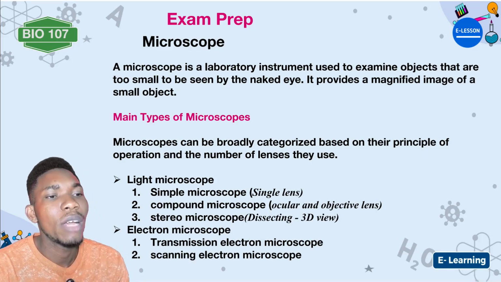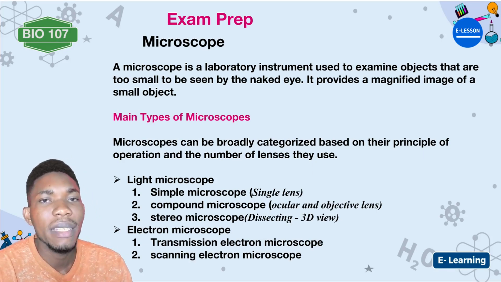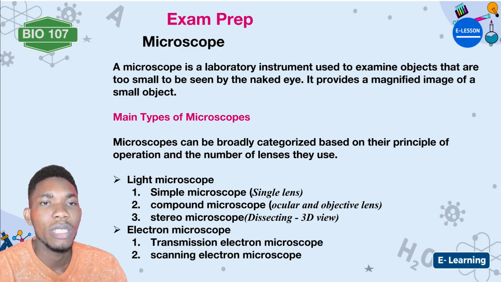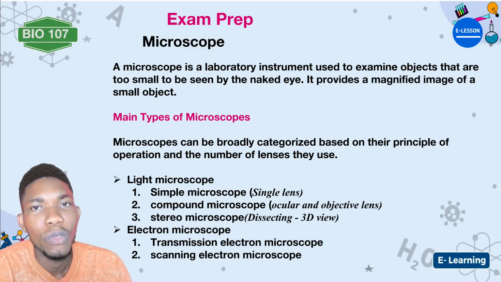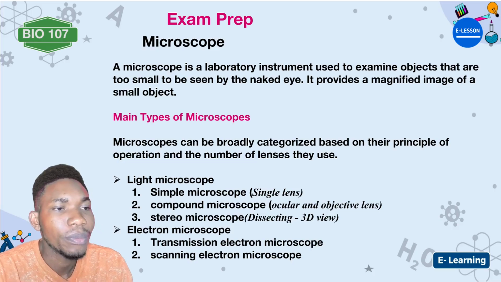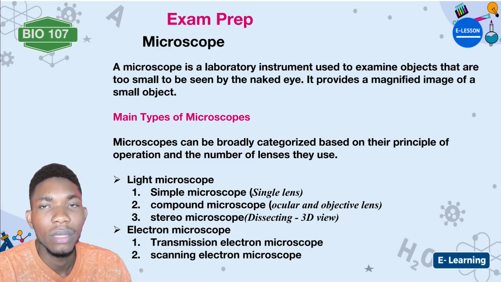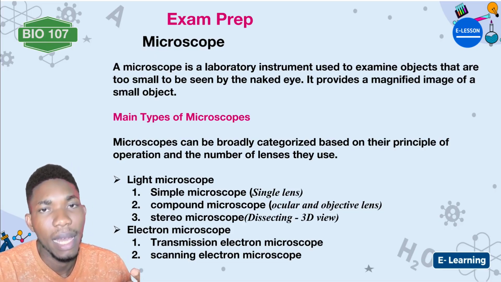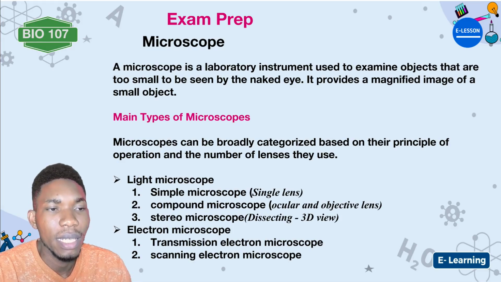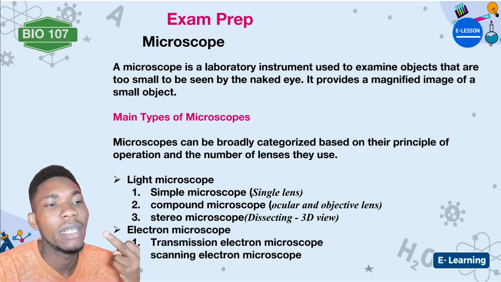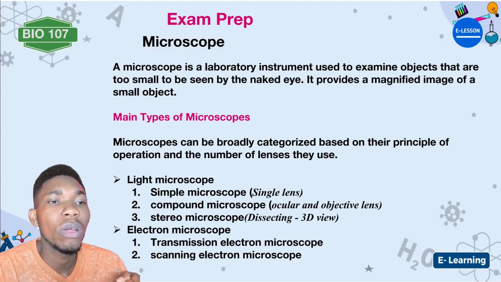Now, the next thing we are going to look at is microscope. Now, if I ask each and every one of us what a microscope is, we should be able to say something. What is a microscope? Now, a microscope is, of course, a laboratory instrument used to examine objects that are too small to be seen by the naked eye. It magnifies, it enlarges rather, substances that you cannot see ordinarily with your naked eye. It provides a magnified image of a small object.